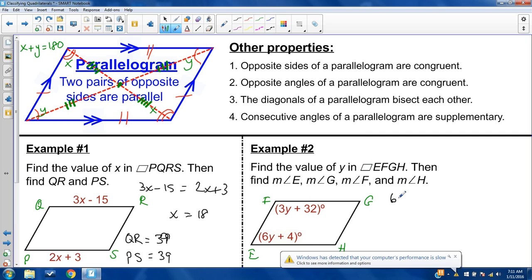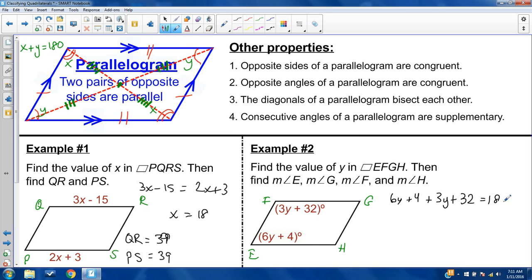So 6y plus 4 plus 3y plus 32 should equal 180. These are supplementary. 6y plus 3y is 9y. 4 plus 32 is 36. And you get 144 here, so y should equal, what is that, 16, I think? So if y equals 16, I don't have much room here.